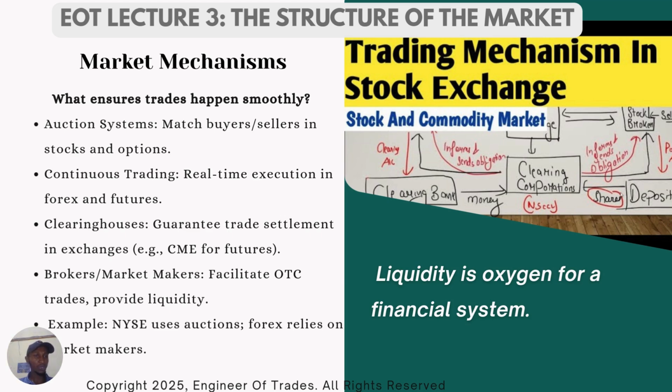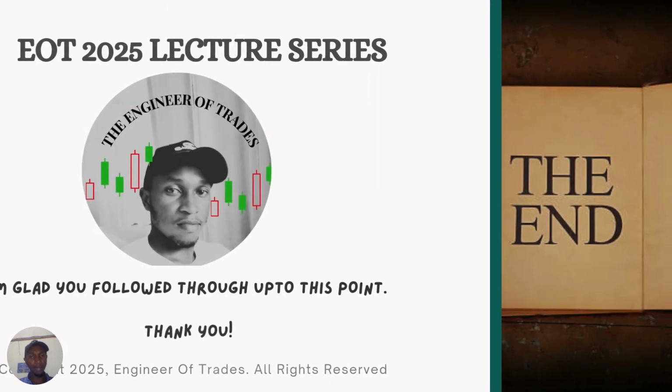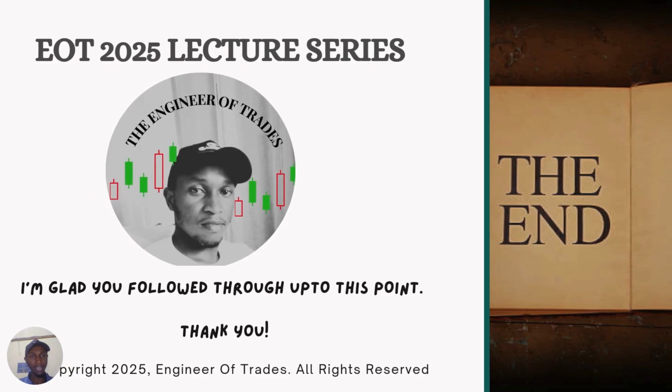We also have clearing houses. These are the firms which guarantee trade settlement in exchanges. You remember we were looking just a while ago at the types of markets, and we had the one that is geared to exchanges. So now clearing houses come in there. We have brokers and market makers, and these of course facilitate OTC, over-the-counter trades, and they as well provide liquidity. So that is all we are going to look at, just to give a bit of understanding about the market structure.